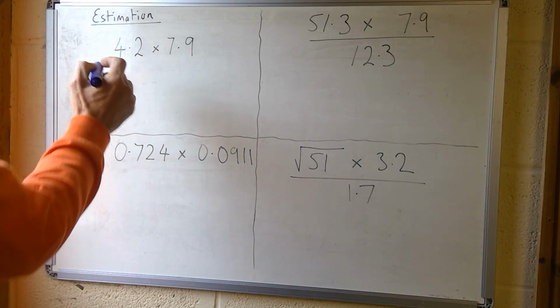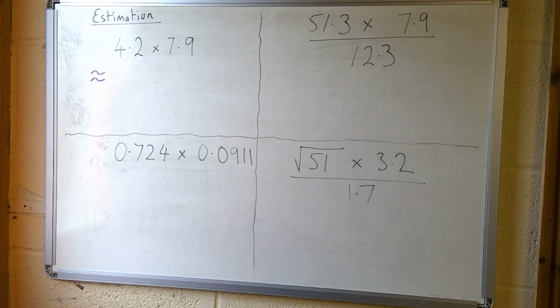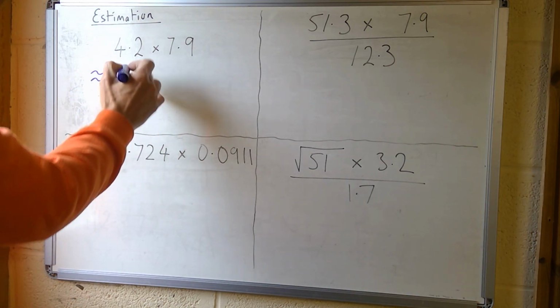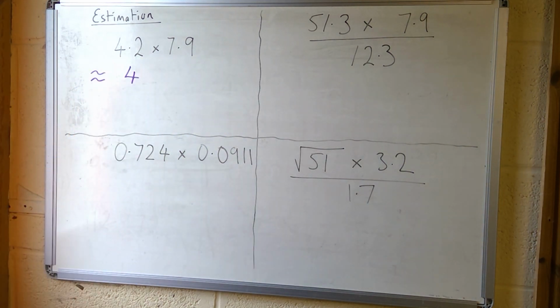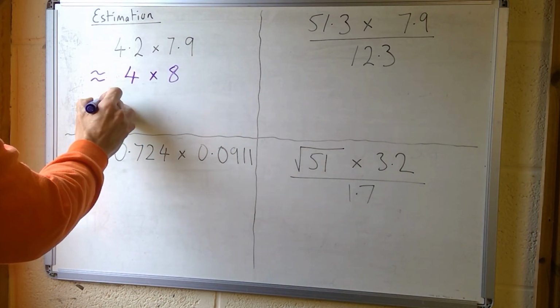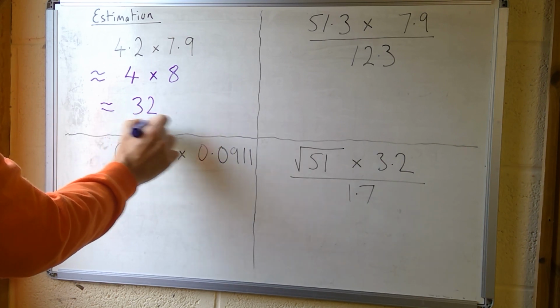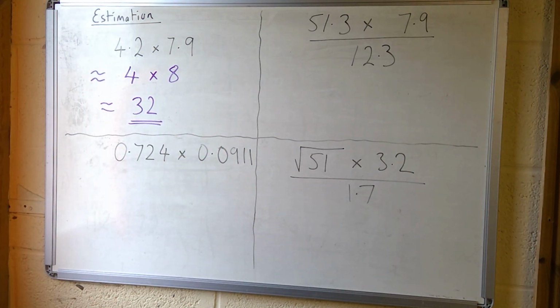I'm not going to try and do it all in my head. I am going to jot it down, and I'm going to use these approximately equals to signs. So 4.2 to one significant figure would round to 4. 7.9 would round to 8. So then we do 4 times 8, which is 32. That's an estimation, or what we call an approximation.